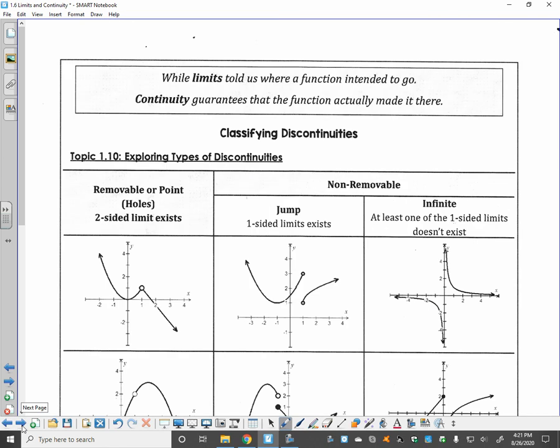While limits told us where a function intended to go, continuity guarantees that the function actually made it there. Oh, that's a powerful sentence. Let's do that again. While limits told us where a function intended to go, remember we said it didn't have to actually get there, it was just where it was headed. Continuity guarantees us that the function actually made it there. All right, classifying types of discontinuities.